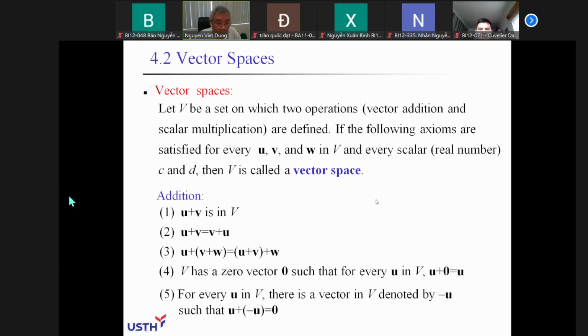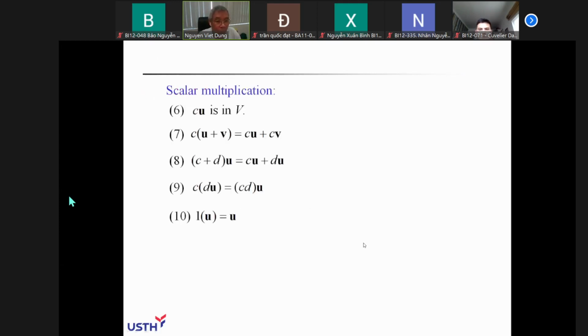The first 5 properties concern the addition. I list them here. And the last 5 properties concern scalar multiplication, and I list them here as 6, 7, 8, 9, and 10.